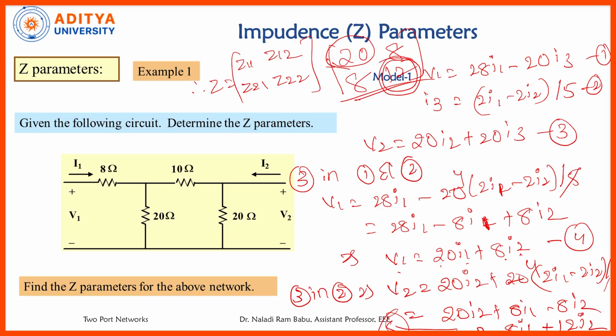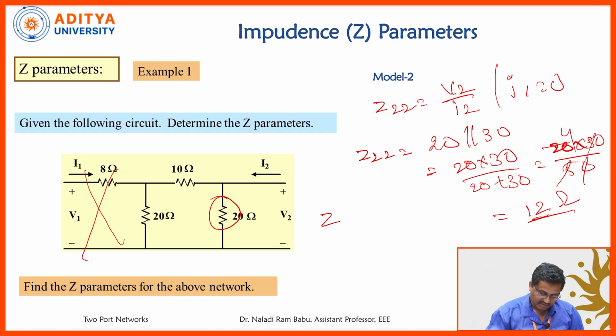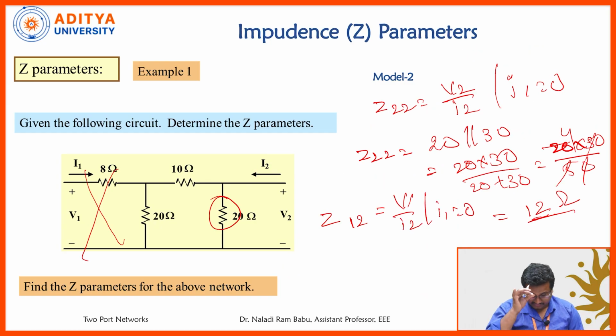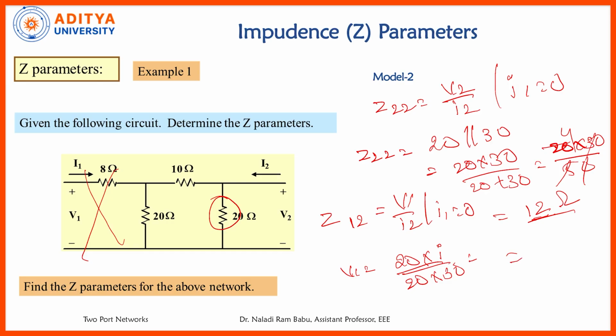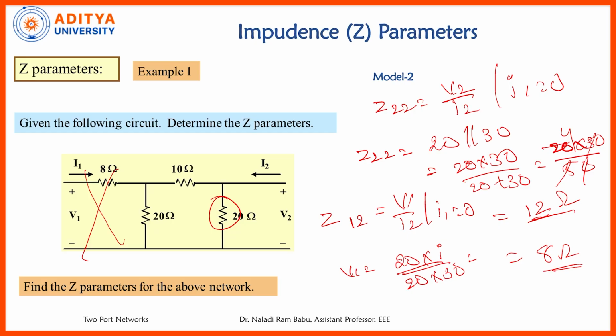Now, we need to calculate the value of Z12 or Z21. Both the values will remain the same. If you observe this equation, Z12 is V1 by I2 or Z21 is equal to V2 by I1. So, you can take any of these. Z12 is equal to V1 by I2. At that time, I1 equal to 0. Therefore, see here, V1 is 20 into I in parallel with 20 into 30. If you solve this, we will get this value as 8 ohms. If you cross check, we got this value as the same. So, in both the methods, we can solve it and we can get all the answers.